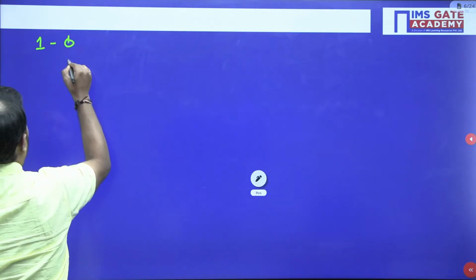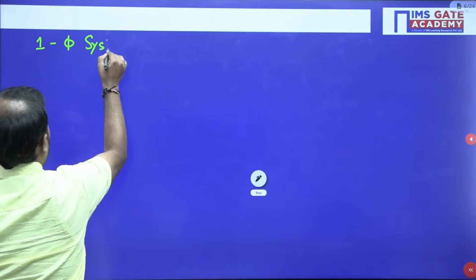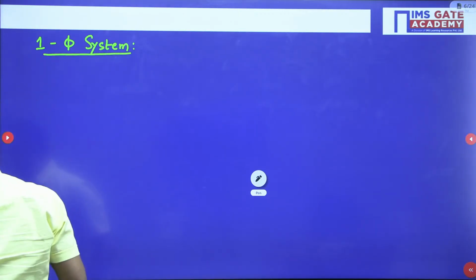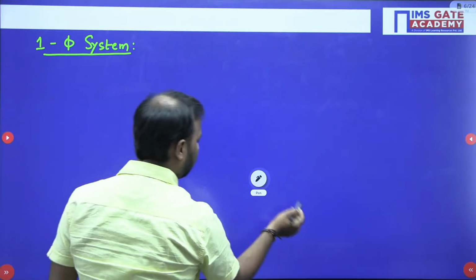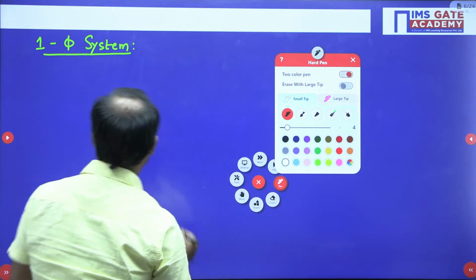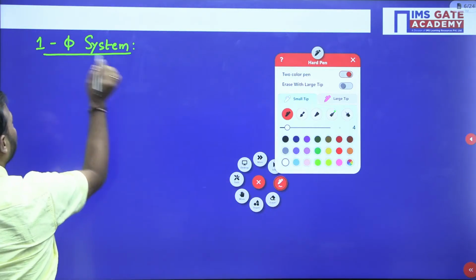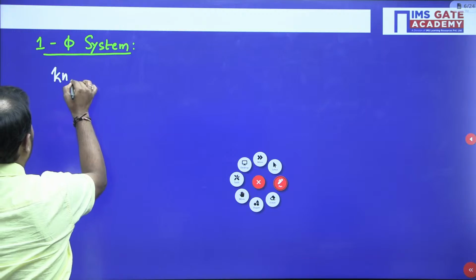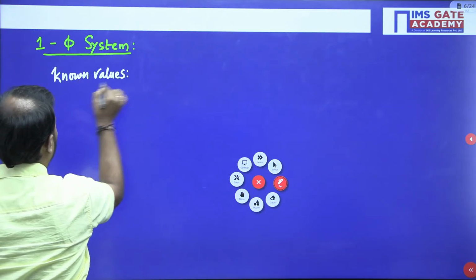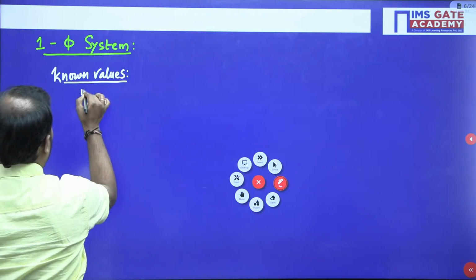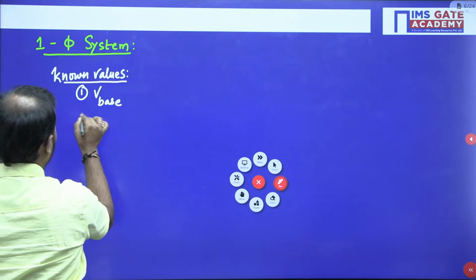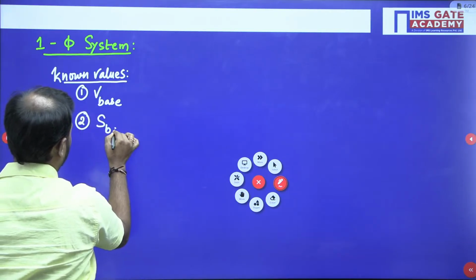Single phase system. Okay. Now, as I told you, we are going to have two known values. What are those? Everybody please do reply. First one, V base, and the second one, S base.